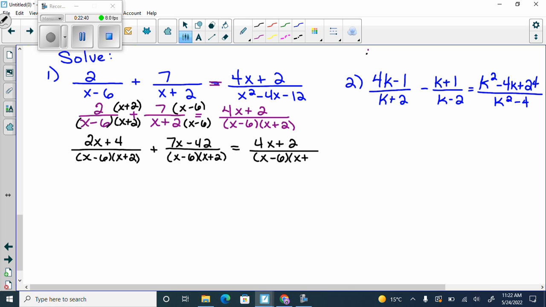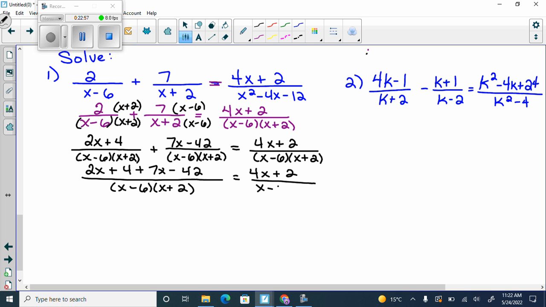Now the left-hand side we put together just as if it was an addition. So we have a common denominator we can put together: x minus 6, x plus 2. So we get 2x plus 4 plus 7x minus 42, which is 9x minus 38 over x minus 6, x plus 2. Now if you get one of these, you should be very happy because there's no squares.